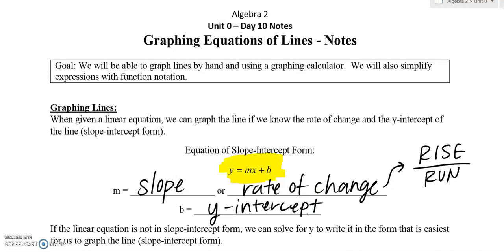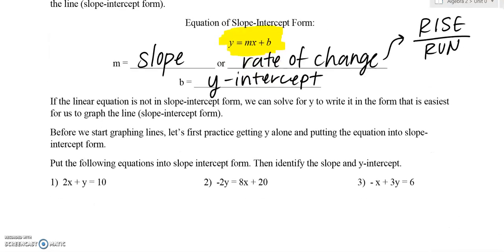Most of the time, we are going to give that y-intercept in the form of a point. Moving down, it says, if the linear equation is not in slope-intercept form, we can solve for y to rewrite it in that form. This is going to be the easiest way for us, okay? Before we start graphing lines, let's first practice getting y alone and putting the equation in slope-intercept form. Sometimes the equation is already given to us in slope-intercept form, but sometimes we're not so lucky. So that's why we're going to practice example 1, example 2, and example 3.